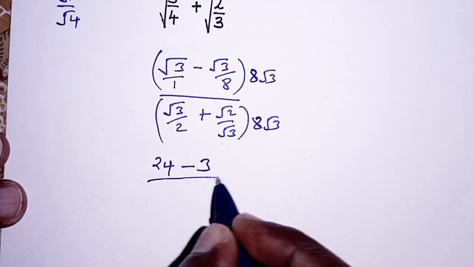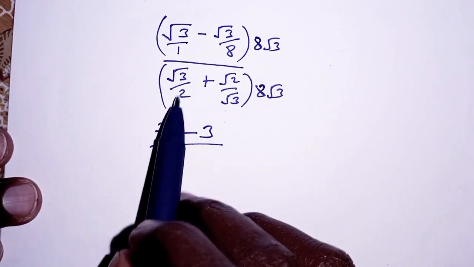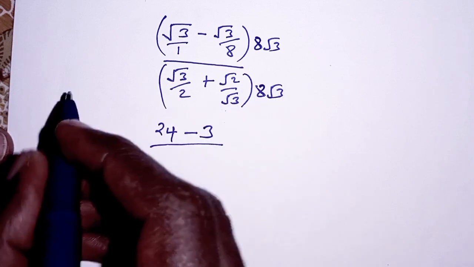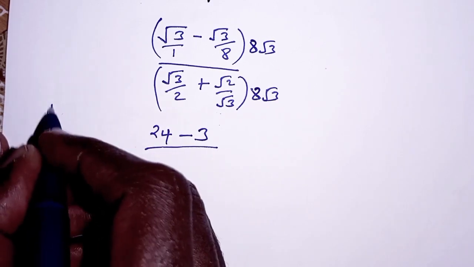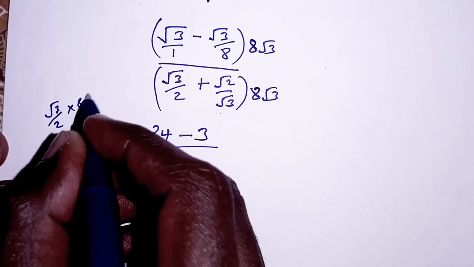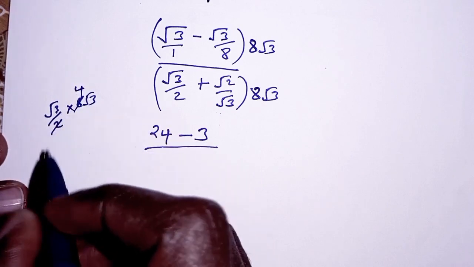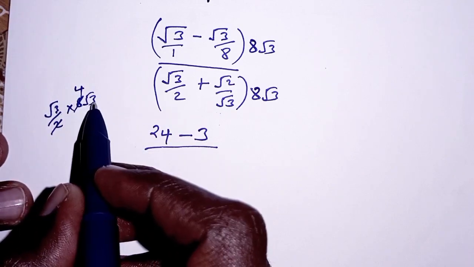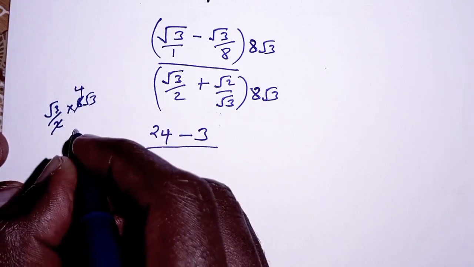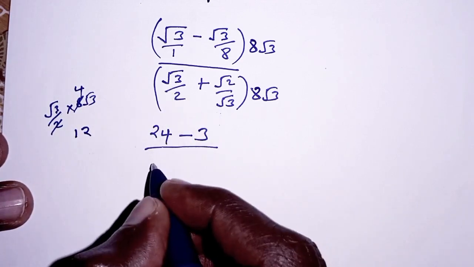And then for the denominator, we will have again root 3 over 2 times 8 root 3. Let me write it here. Root 3 over 2 times 8 root 3. 2 and 8 cancel, so that we have 4. And then root 3 by root 3, that is 3. 3 by 4, that is 12. So we are going to have for this first part 12.